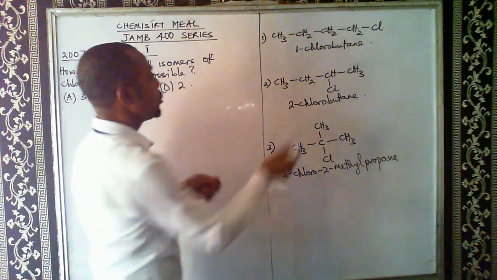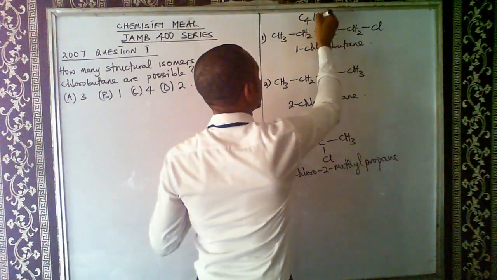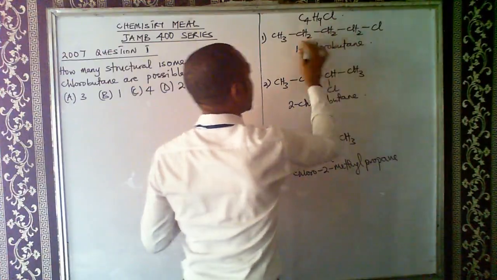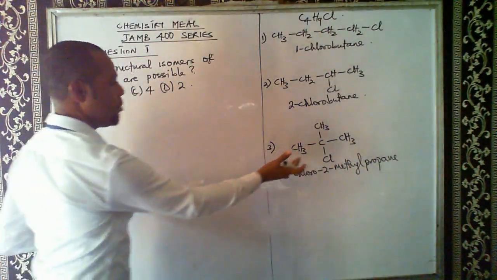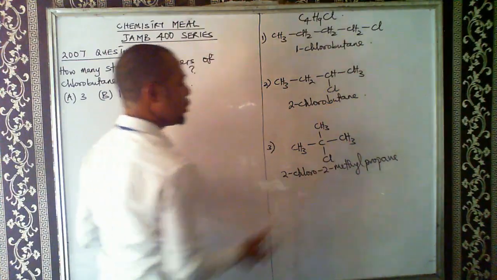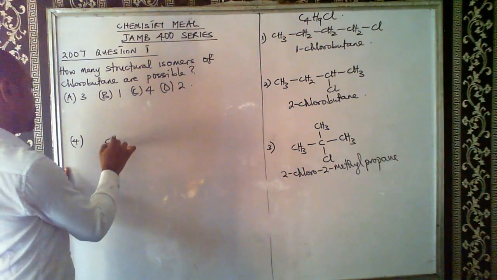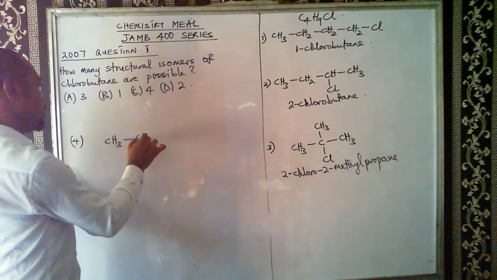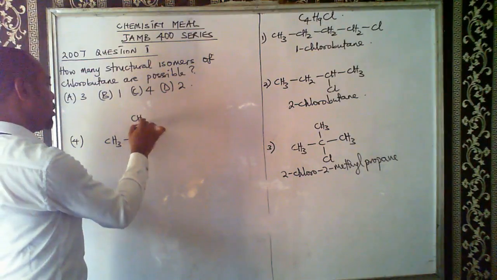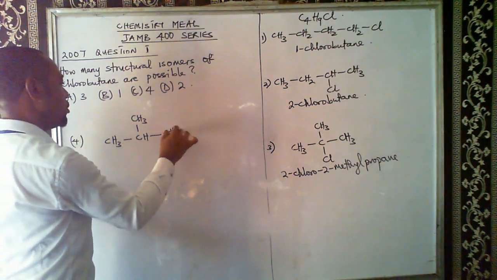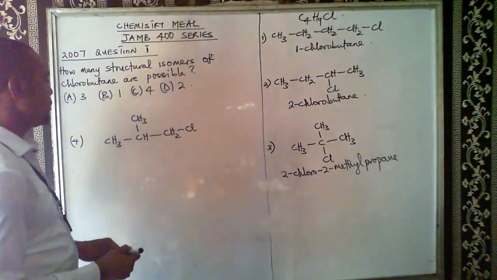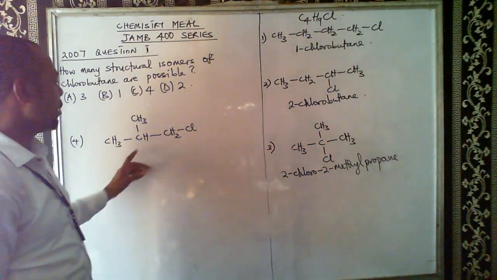Then one more. I can still pick one more out. Remember the molecular formula of chlorobutane is this. So what if I move this to position 1? I will now have the 4th isomer to be CH3, to CH, to CH3, to CH2, to Cl. Okay? I will now have this.